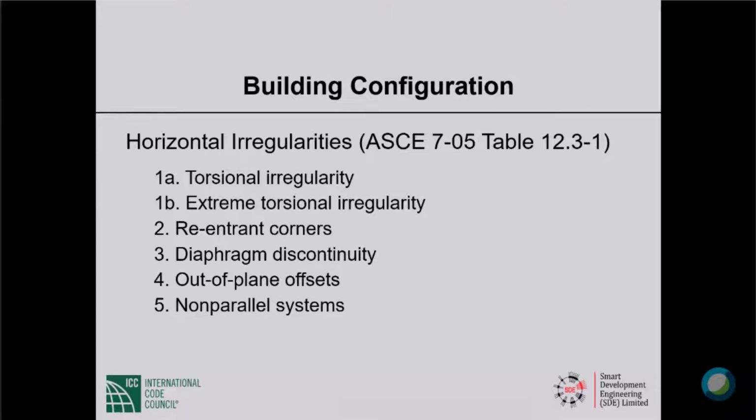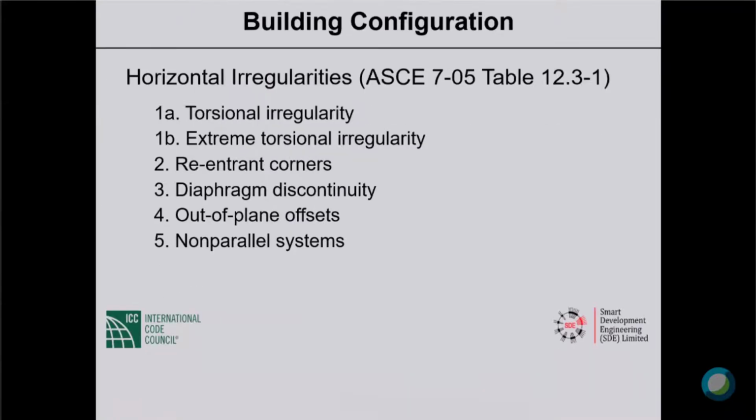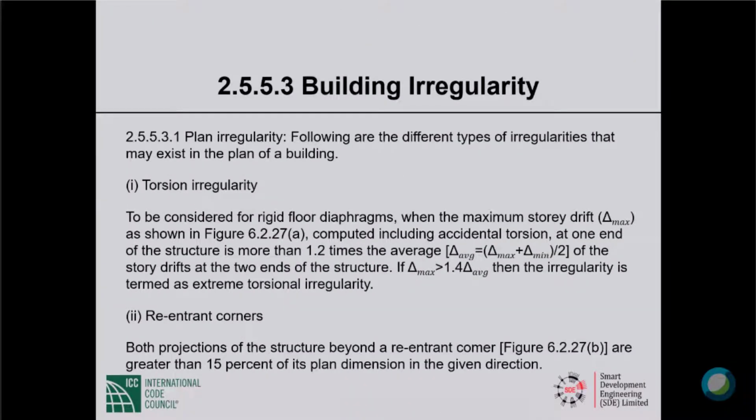Okay. The table of horizontal irregularities has 5 categories of horizontal irregularity: torsional, re-entrant corners, diaphragm discontinuity, out-of-plane offset of the seismic force resisting system, non-parallel seismic force resisting systems. The first one, torsional irregularity, at one point in 2000 IBC was split into torsional and extreme torsional, and we will look at the definitions. The definitions are contained in section 2.5.5.3 of BNBC 2020.